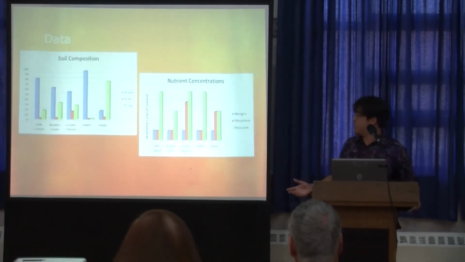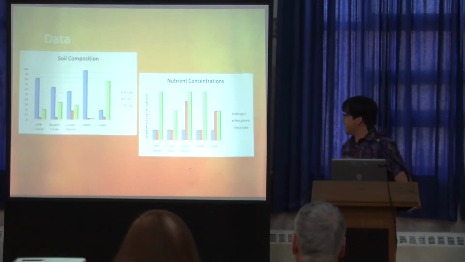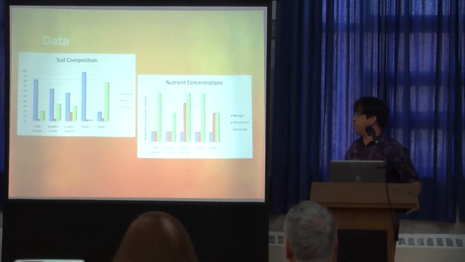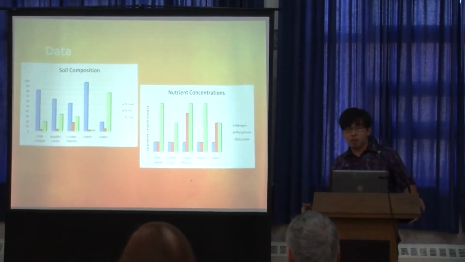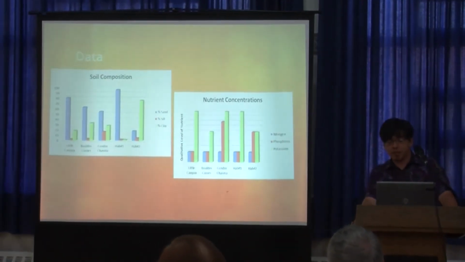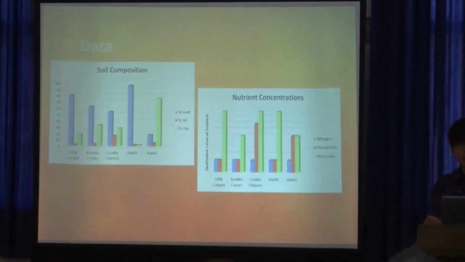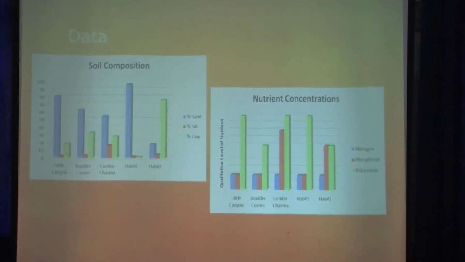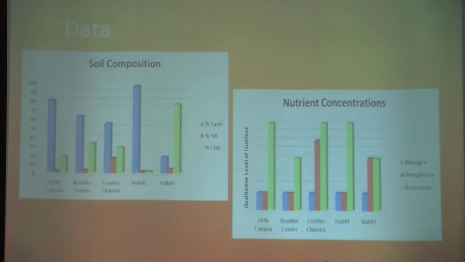And this is just basic stuff for the soil composition and nutrient contents. Sixteen of them are sand and clay. The interesting thing was everything was low in nitrogen, just like Mars would be. Everything was pretty high in potassium.